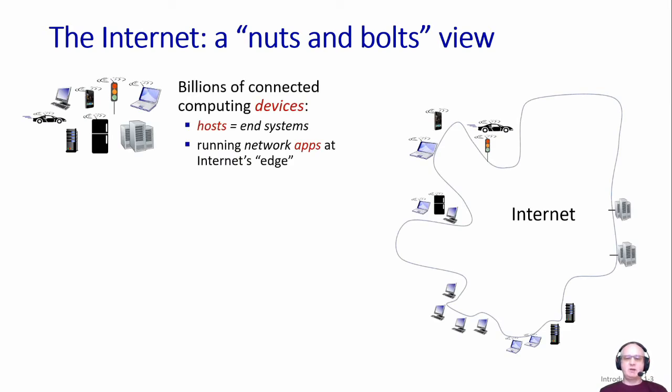A nuts and bolts view of the Internet is that it's the billions of connected devices. They have a name and they are called hosts, or in some cases end systems. End, because they're at the edge of the network. And network applications in the Internet run on these hosts, at the Internet's edge.